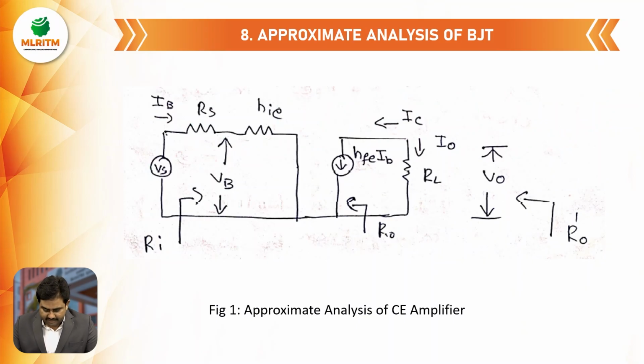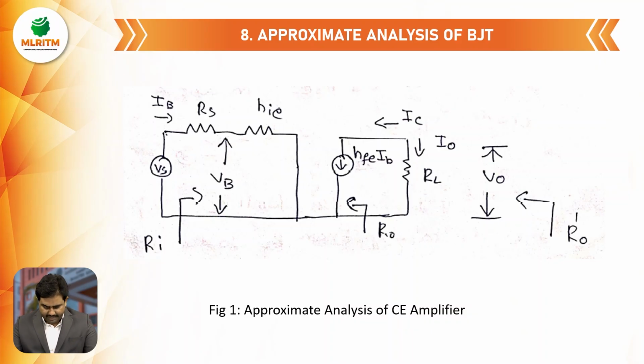Coming to the approximate analysis of BJT, in the coming slides, I have drawn the approximate analysis for common base, common emitter as well as common collector. Why do we need these circuits? Because to perform the analysis of a multi-stage amplifier, like cascading techniques, we will do the analysis with the help of approximate model only. We will analyze the circuit and find different important characteristics like current gain, voltage gain, input resistance and output resistance of the multi-stage amplifier.